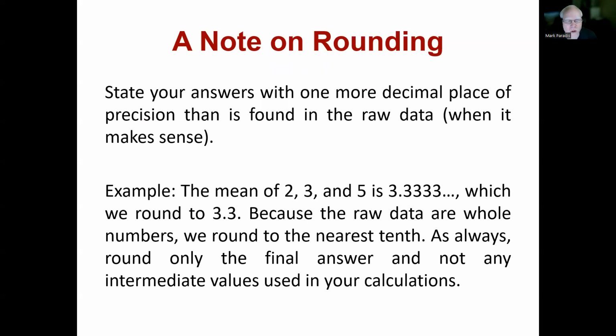We need some point where we can cut that off, right? We can't write an infinite number of 3s going forward. So in this case, we'd go to one further decimal place than what the raw data had, and the raw data stopped at the whole number, so 2 point nothing, nothing in the 10th position. So we'd have one decimal place further, and we'd round to 3.3. Because the raw data are whole numbers, we round to the nearest 10th. As always, round only the final answer and not any intermediate value used in your calculation.